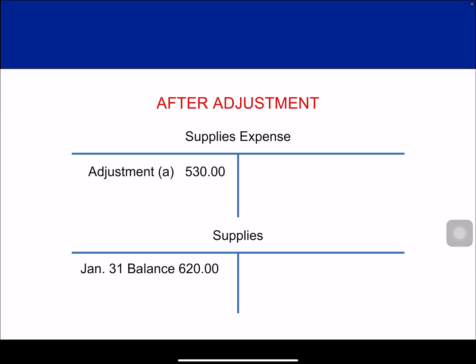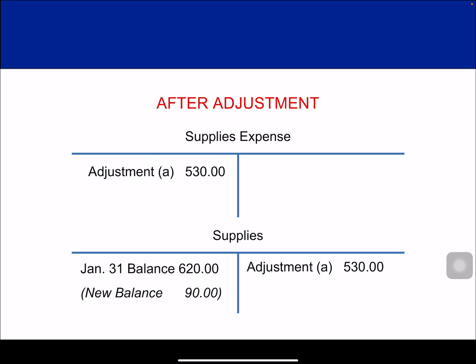So after our adjustment, you can see we are going to debit our supply expense for $530. We had 0 in there. Our supplies, you can see we have a balance of $620. We will credit it for $530. And our new balance would be $90, the actual amount of inventory that we have.